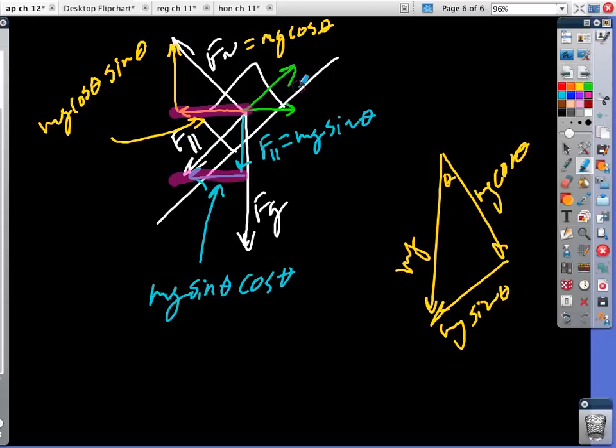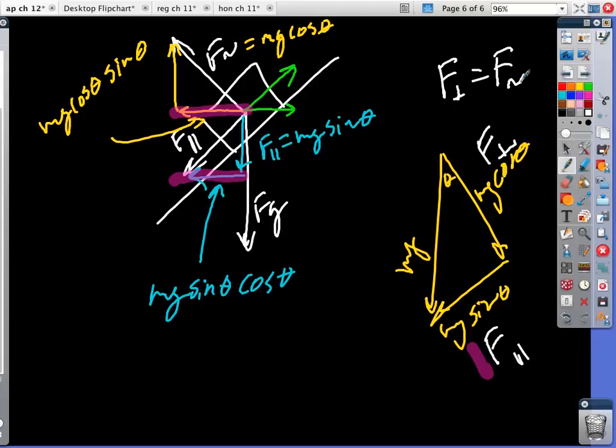We have F parallel is mg sine theta from this. This is F parallel. This is F perpendicular, but because of those force diagrams, F perpendicular equals F sub n. That's why we got that. Are you okay with that? Okay. So because that's true, we know what this one is, and we know what that one is.